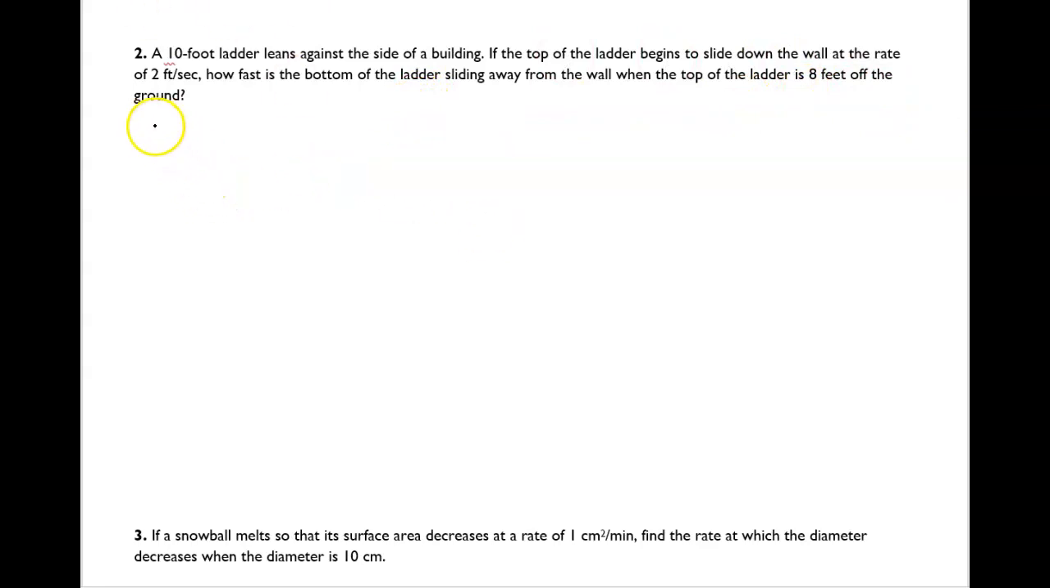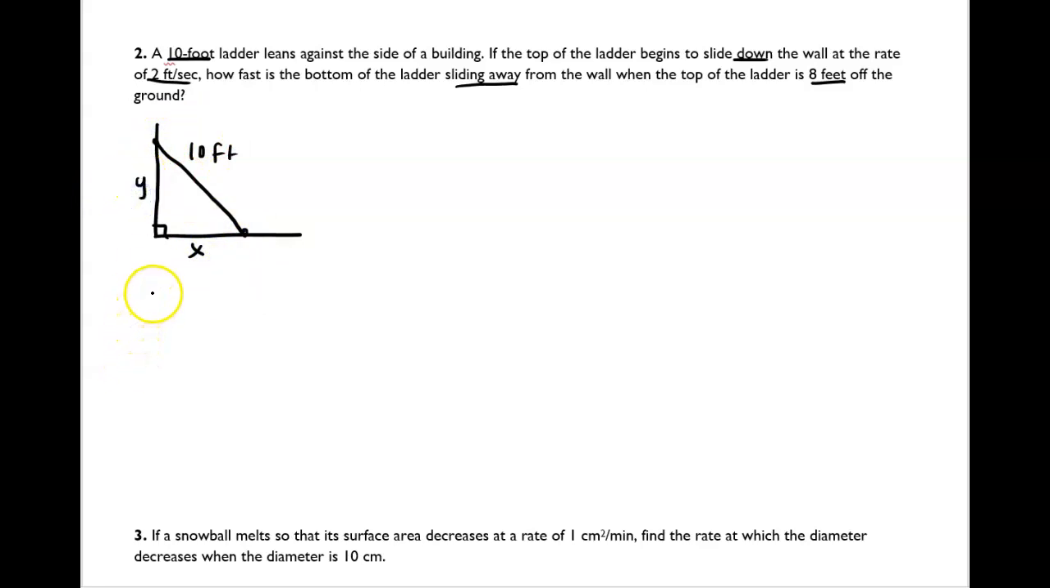So let's go ahead and draw this. We have a wall and the ground. We have a ladder. So this should be a right triangle problem. We're assuming that the wall is perpendicular to the ground. We know our ladder is 10 feet. It's sliding down the wall at a rate of 2 feet per second. And we want to know how fast it's sliding away. We know the top of the ladder is 8 feet off the ground. So let's go ahead and label some variables here. You could use whatever letters you want. I'm going to use X and Y.